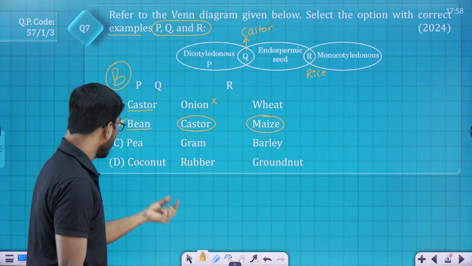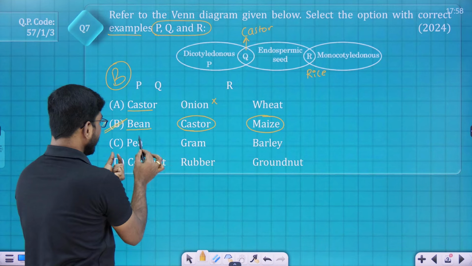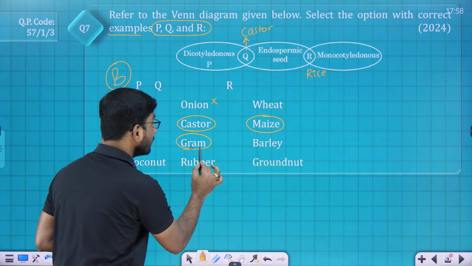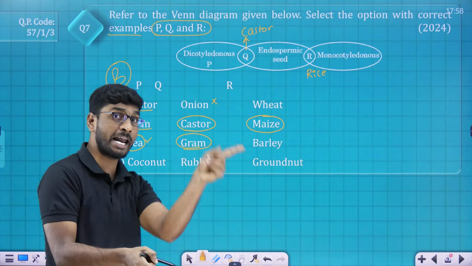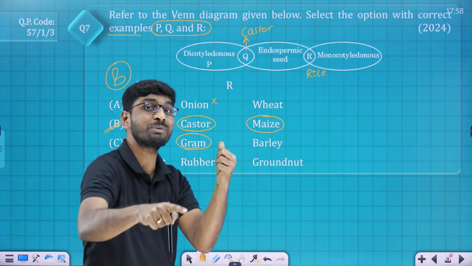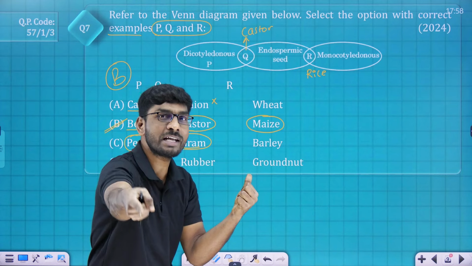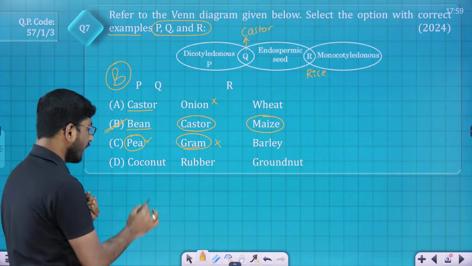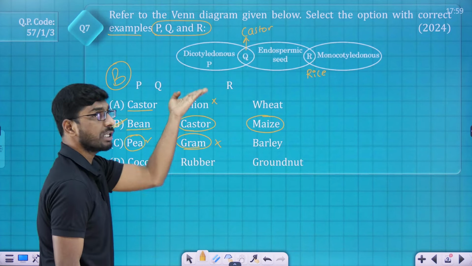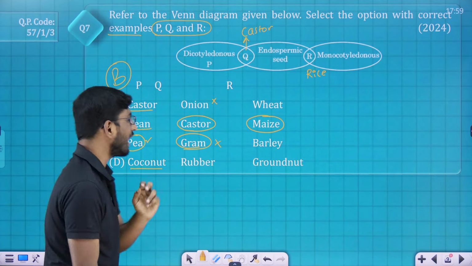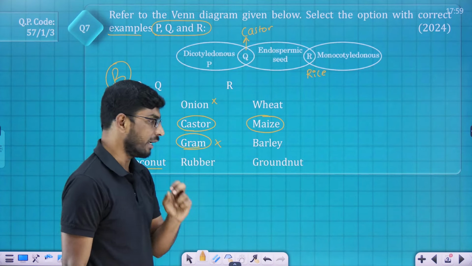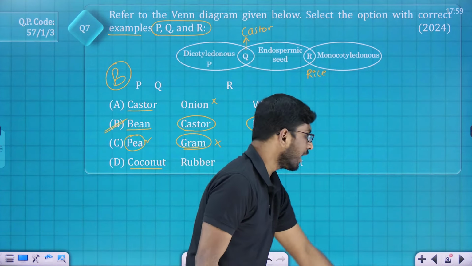What about C? Sir, P. Okay, here dicot P we can write. Fine, it is correct. And here it is gram. Grams are actually dicot without endosperm. That's why gram is what? Exalbuminous. Remember all of you. So this is wrong. Come to D, coconut. It is a monocot. They mentioned here the dicots. Wrong. So option B is the correct answer. Am I clear, students? Now go to the next question. We move on to the next question.